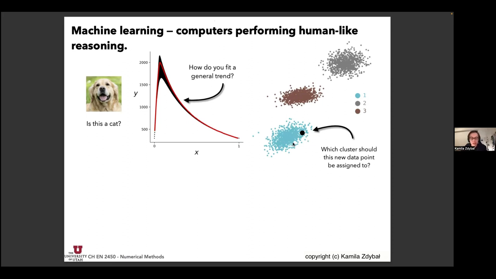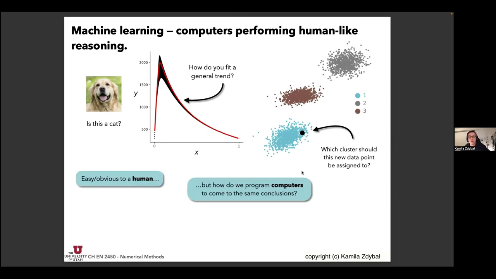So for a human, it's pretty easy to perform those tasks and make that kind of reasoning. It's very clear to see some patterns and a structure in data sets. But if we were to program computers to perform similar reasoning, it's actually not that straightforward. So we actually have to put some effort into designing algorithms that would perform tasks that to a human are pretty obvious.